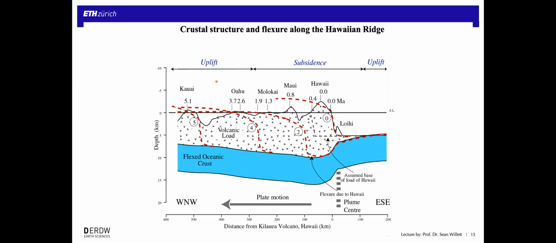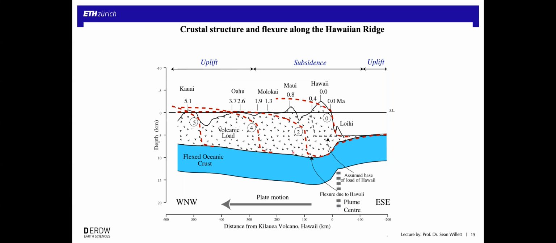That we have oceanic crust, oceanic lithosphere, and it's been loaded with this big mass of volcanic material that's been erupted on top of the surface. That's going to depress it. It's going to push it down, and that depression is then going to be supported by flexure.